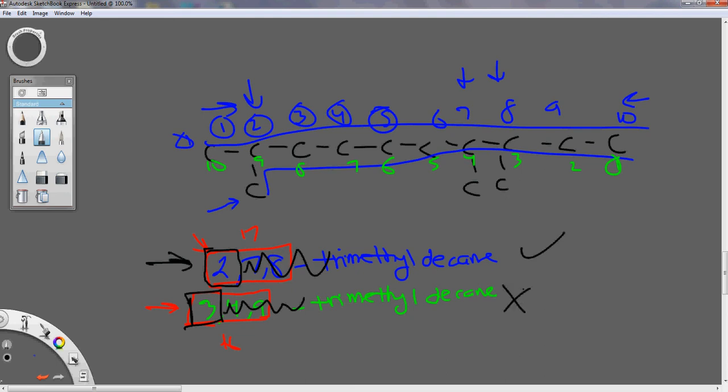This was not. So let me rewrite it because it's all sloppy now. 2,7,8-trimethyldecane. Alright, so hopefully you guys understood that. Remember, you can always leave comments and I'll go over anything you want again.